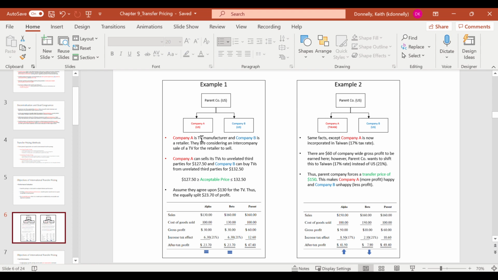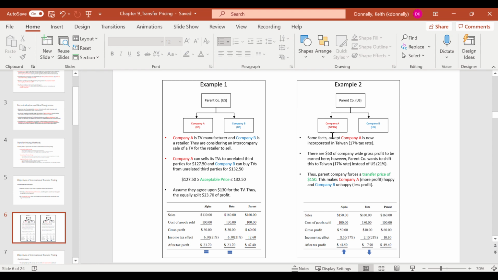So if you were to set a transfer price here, a reasonable price, and that is to say an acceptable price, it would be somewhere in between those two thresholds. Now let's say that they agreed upon $130 for the sales price. In that case, both divisions, A and B, are ultimately going to show $23 in profit. So they're equally good, right? Both, here you go, you get an A.